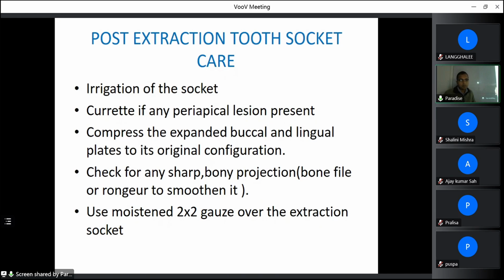Check for any sharp bony projection. If there is any sharp bony projection or bony prominence present, you have to remove it using either a bone file or a bone bruiser. Use a moist 2x2 gauze over the extraction socket.